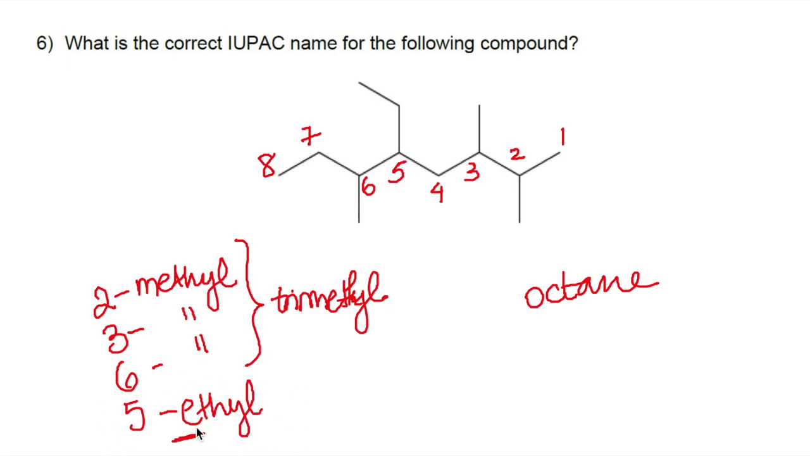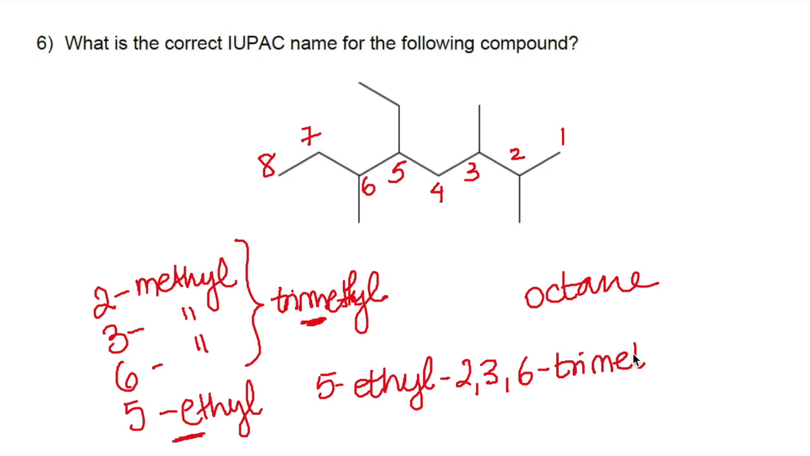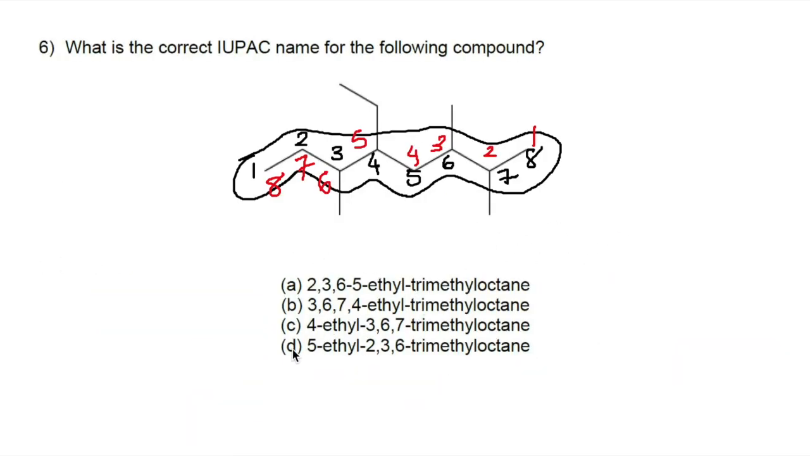Because the E goes before the M in the alphabet, the E is going to go first, even though it has a 5. So the answer is going to be 5-ethyl-2,3,6-trimethyloctane. And that's the choice D. If we go back to our choices, that's D.